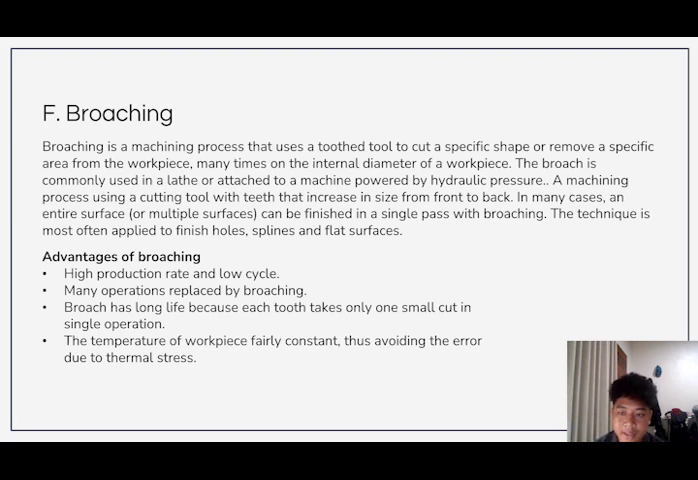In many cases, an entire surface or multiple surfaces can be finished in a single pass with broaching. The technique is most often applied to finish holes, splines, and flat surfaces. The advantage of broaching is high production rate and low cycle time. When an operation is replaced by broaching, the broach has a long life because each tooth takes only one small cut in a single operation. And the last one is that the temperature of the workpiece stays fairly constant, thus avoiding errors due to thermal stress.